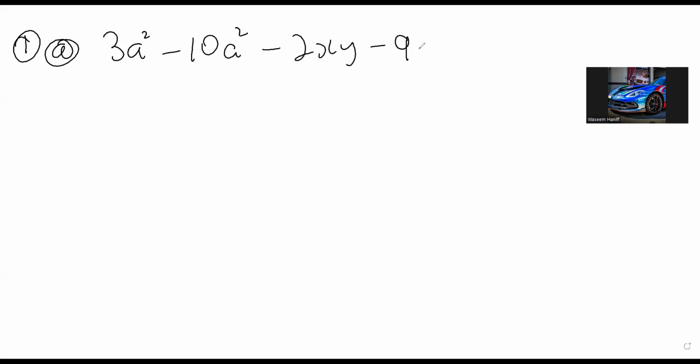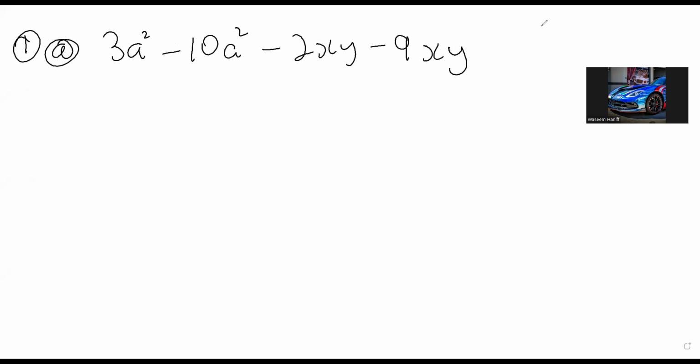So for the homework questions, students, we have to simplify some and we have to solve some, right? So let me go ahead and look at that now. The simplification part, we're going to do that first. Number 1, we have to simplify what? 3a squared minus 10a squared minus 2xy minus 9xy, right?